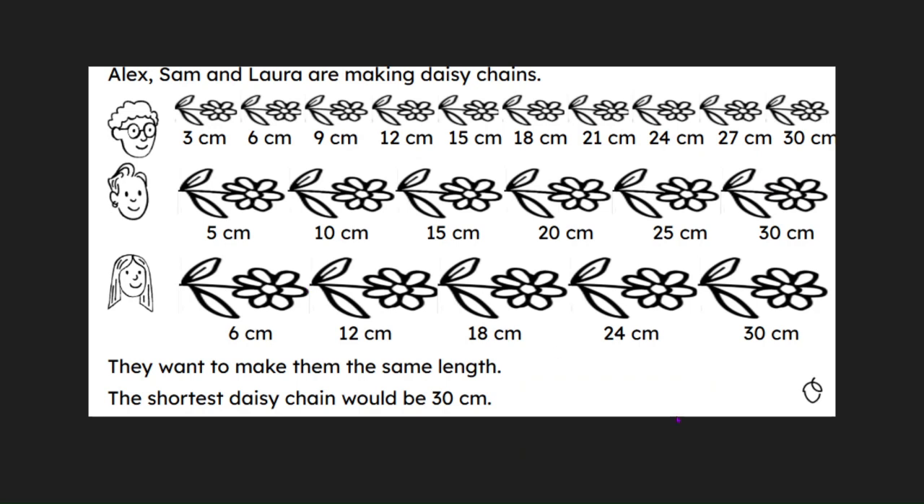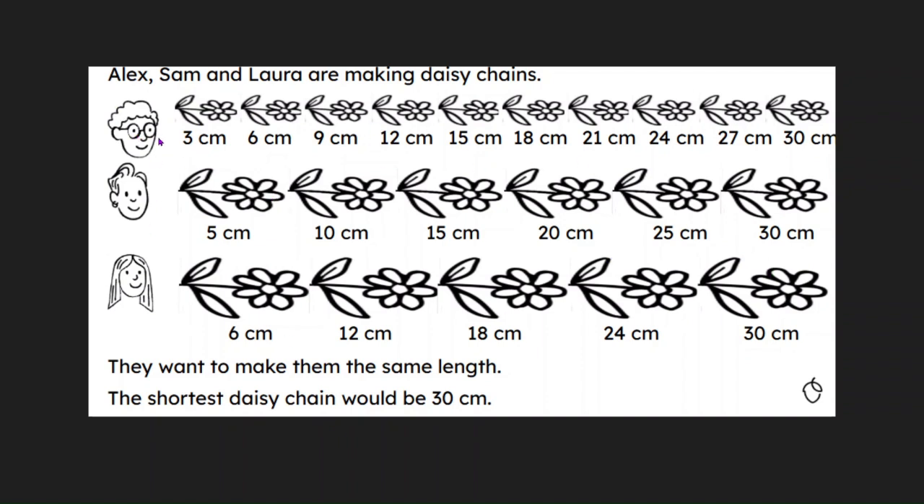So here's an example of how you might use this. We've got Alex, Sam, and Laura, and they're making daisy chains. They want to make them the same length, and we want to know how short the shortest daisy chain would be. So they each have different length daisies. How could they make them the same length?